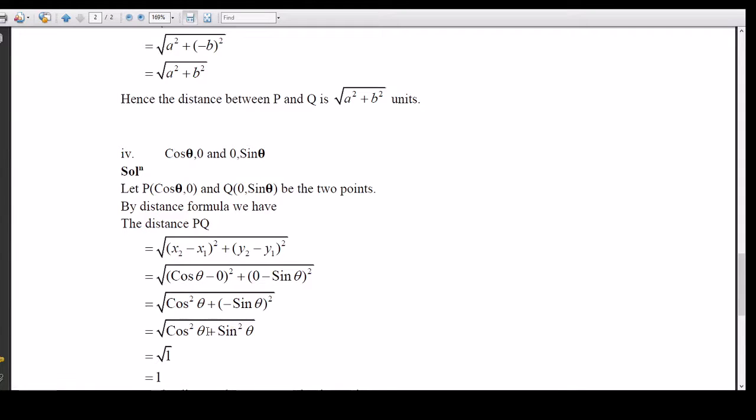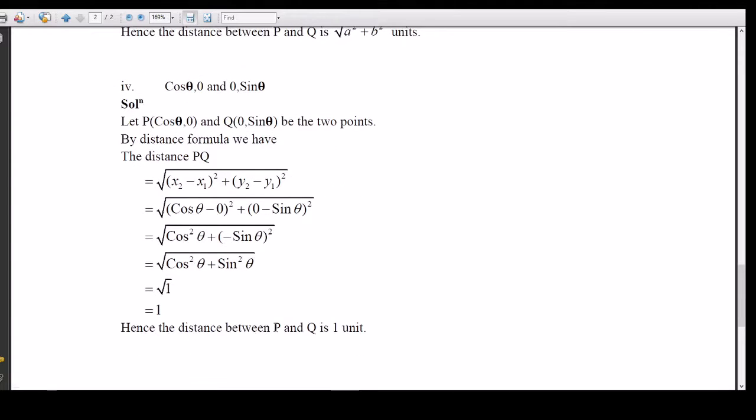Now cos squared theta plus sin squared theta. What is the value of cos squared theta plus sin squared theta? This is the formula you have come across in the chapter on trigonometry, and the value of cos squared theta plus sin squared theta, or sin squared theta plus cos squared theta, is 1. Therefore it will be the square root of 1. Root 1 is 1 only, hence the distance between these 2 points P and Q will be 1 unit.